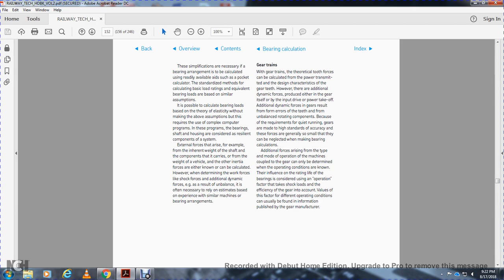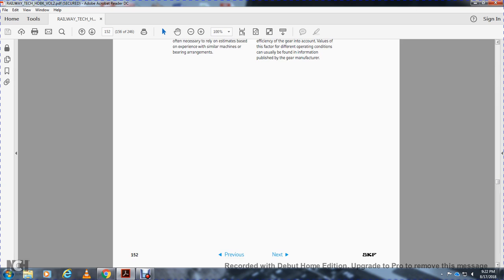Additional forces arising from the type of machine the gear operates can only be determined from the operating conditions and the influence of the rating level. The bearing calculation considers an operation factor that accounts for shock loads and the efficiency of the gear. The values of the factor for different operating conditions can usually be found in the information published by the gear manufacturer.